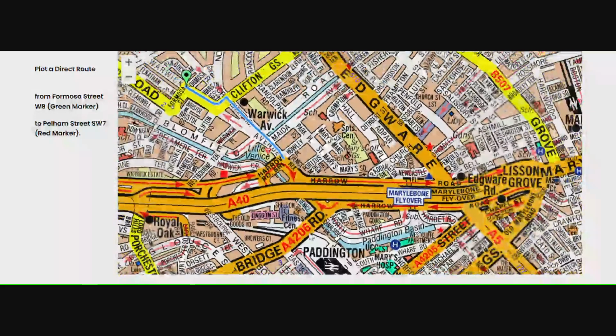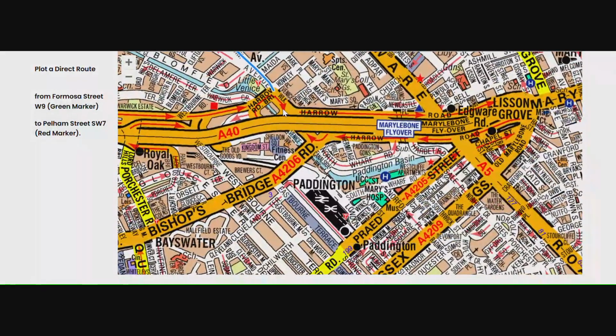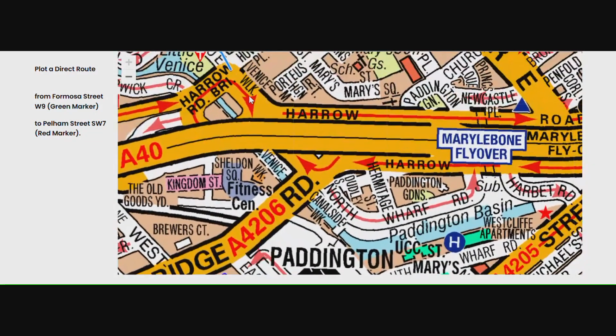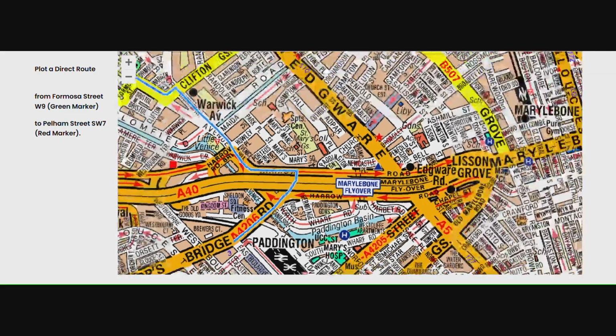And we are interested in going towards A4206, but we cannot do something like this, right? Because it will be a mistake. Right here, it is a one way. So the correct way to cross this road is to go on the Harrow, then take a turn underneath Marylebone flyover, and tada, you are on A4206.